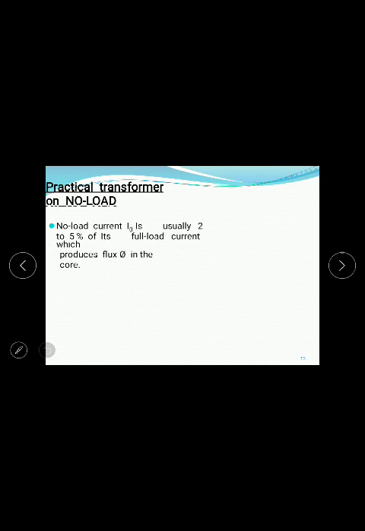No load current I0 is usually 2 to 5% of its full load current, which produces the flux phi in the core. A part of the current I0 will, however, be spent on supplying iron losses in the core.